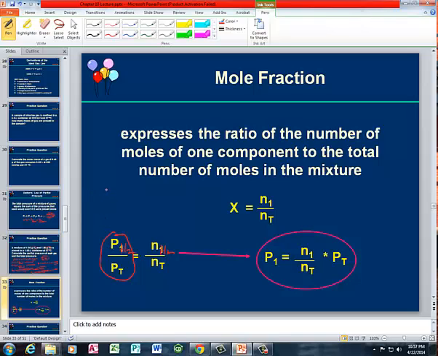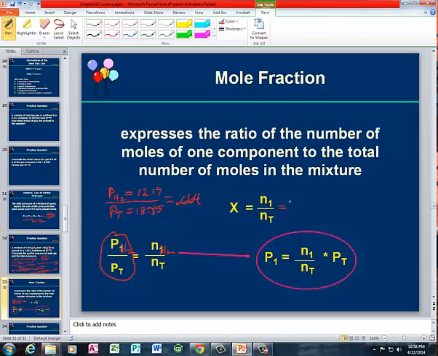So for instance, the partial pressure of H2 we calculated as being 12.19 atmospheres. The total pressure that we calculated was 18.35 atmospheres, and that was just the combination of hydrogen and helium. So if I do a rough calculation of 12.19 divided by 18.35, I get 0.664. So my ratio is 0.664.